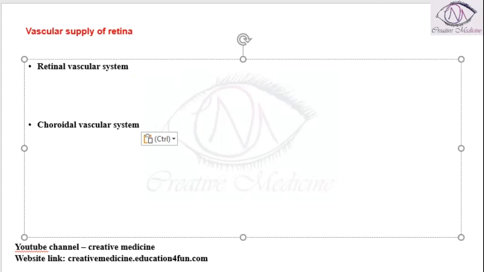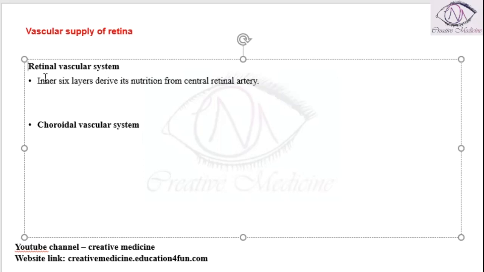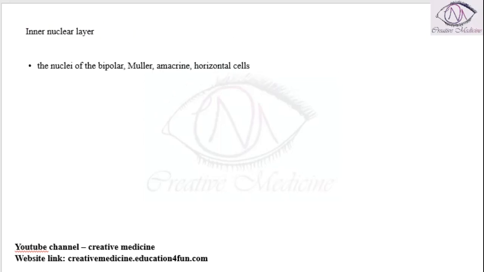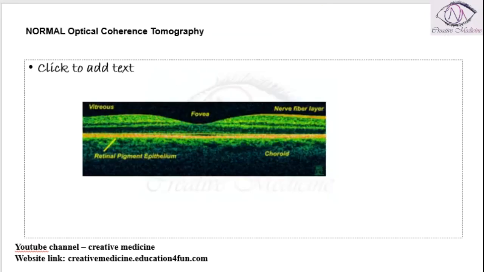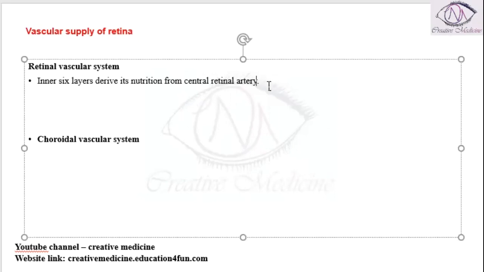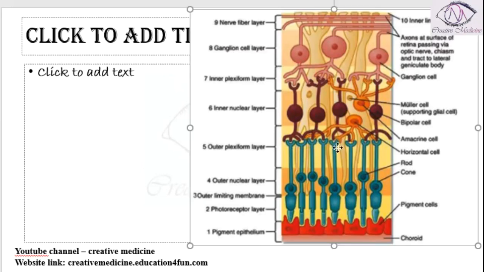In the retinal vascular system, the inner six layers of the retina derive nutrition from the central retinal artery. What are the inner six layers of retina?